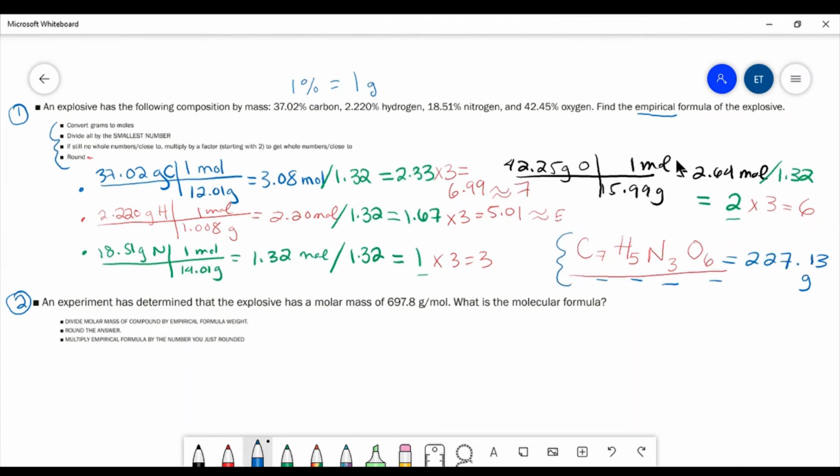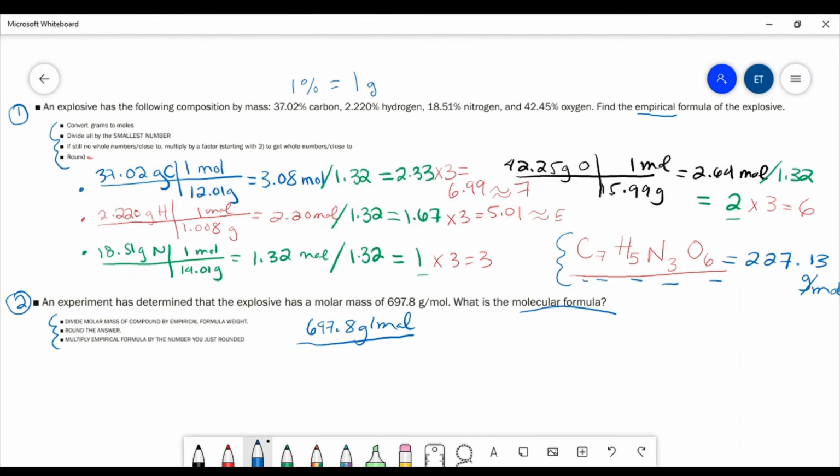The second part is saying that an experiment has determined that the explosive has a molar mass of 697.8 grams per mole, and it's asking us for the molecular formula. So I have a few steps here that you could follow. The first one is divide the molar mass of the compound, so 697.8 grams per mole, divided by the empirical formula weight, or the molar mass of the empirical formula that we found here.